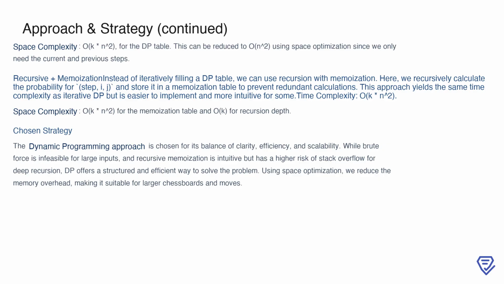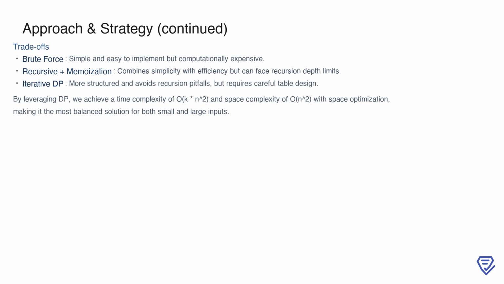Considering these options, we select the dynamic programming approach as our primary strategy. It balances clarity, efficiency, and scalability. Brute force is infeasible for larger inputs, and recursion with memoization, while elegant, can face limitations with deep recursion. DP, especially with space optimization, offers a structured and scalable solution, making it suitable for both small and large chessboards as well as varying numbers of moves.